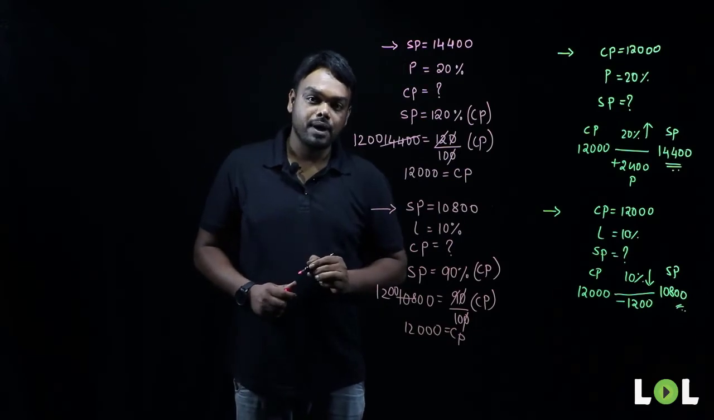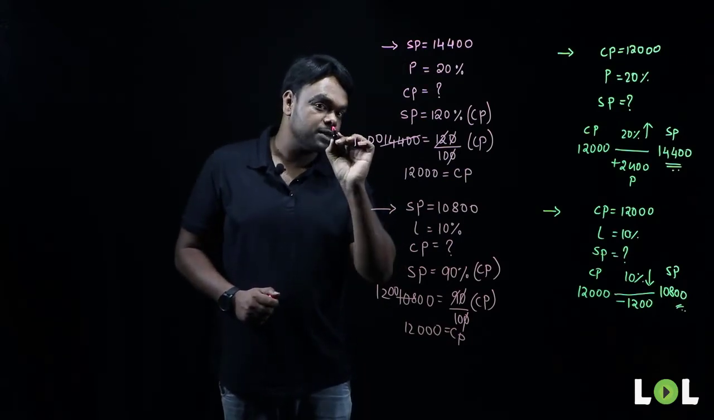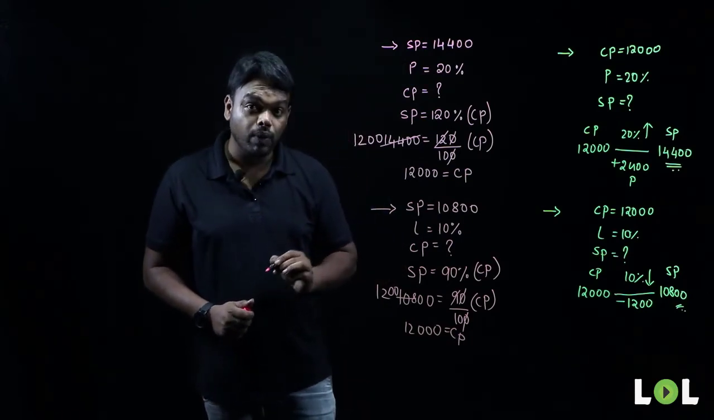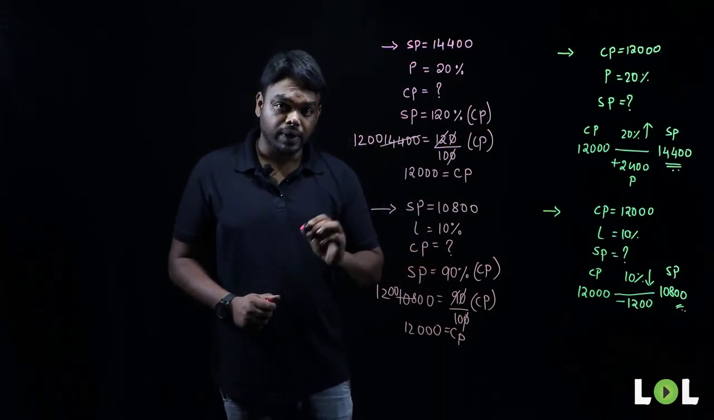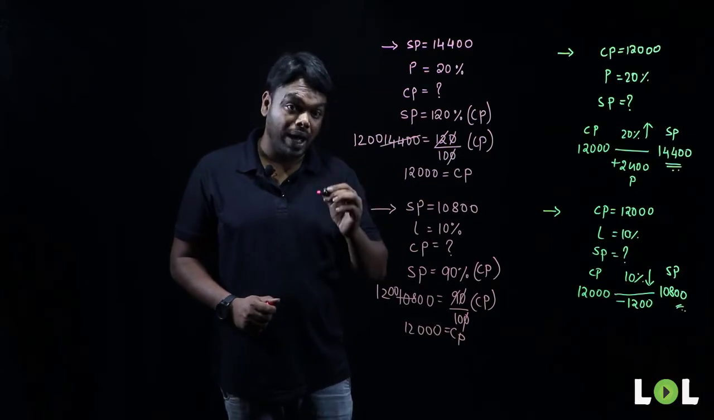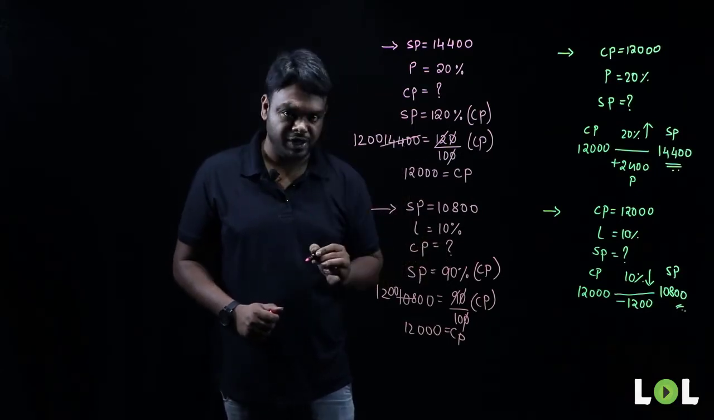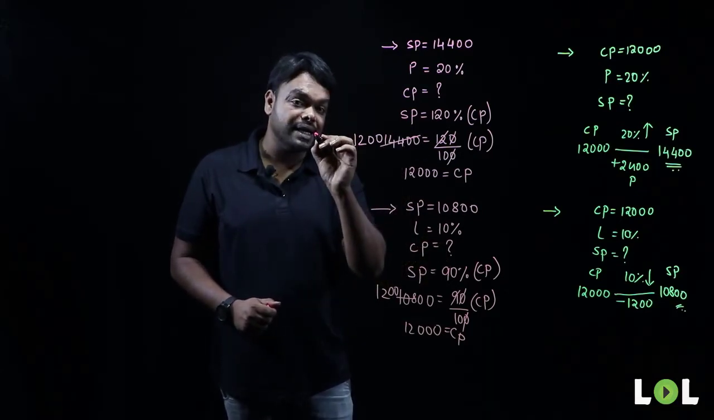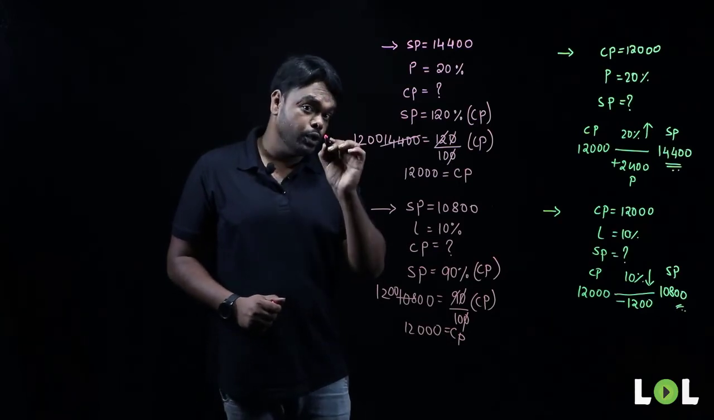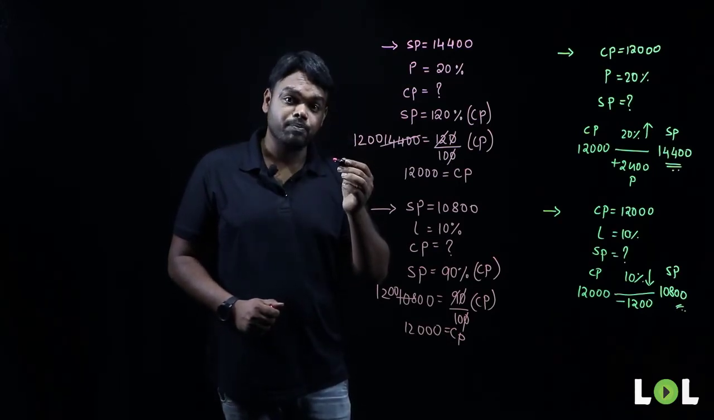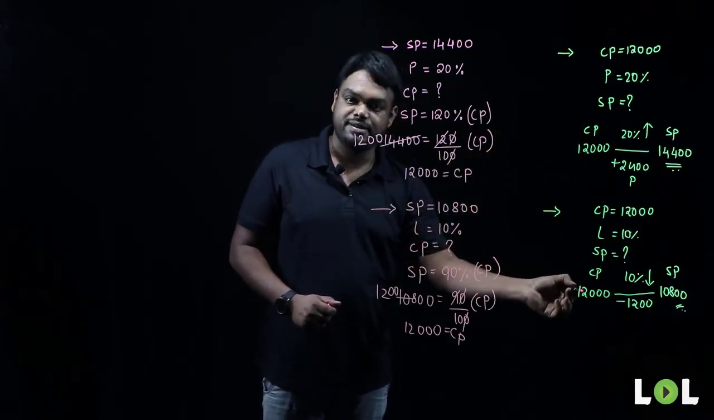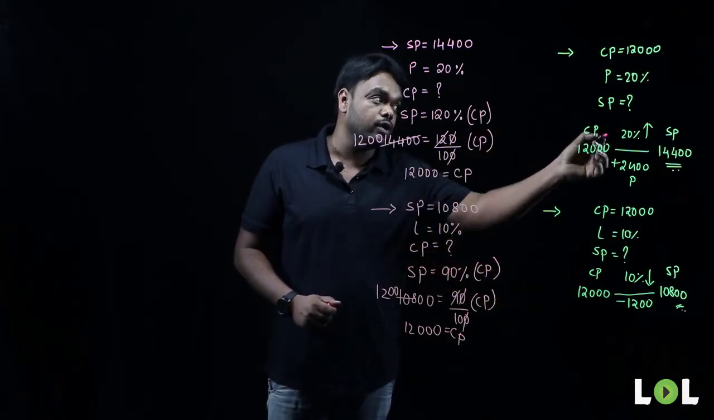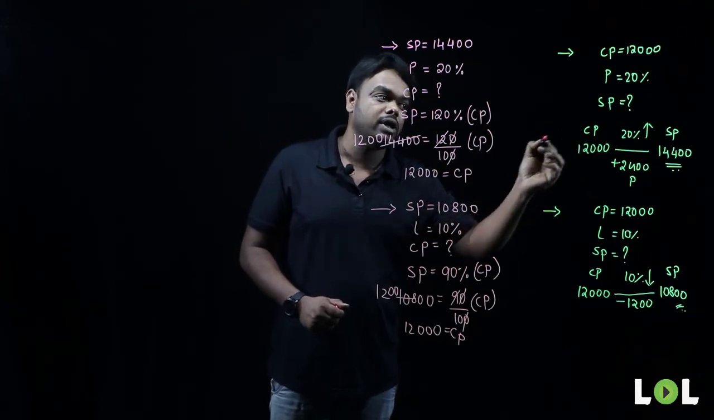Well, a simple thing that you must always remember: whenever you want to calculate cost price, you have to use only the relationship. But if you want to calculate selling price, you can use the relationship or you can directly increase or decrease the cost price. You must be thinking, can I use a relationship or not here? Absolutely, you can do that.